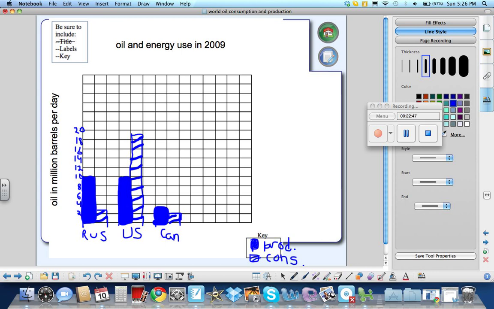You kind of see what we're getting here? We're making double bar graphs. In bar graphs, you have to skip space. In this case, we're skipping space between each country. But when it's within each country, we're going to make them next to each other. So Russia has both production and consumption. They're right next to each other. US has both production and consumption. They're right next to each other.